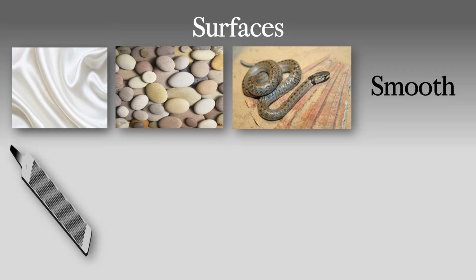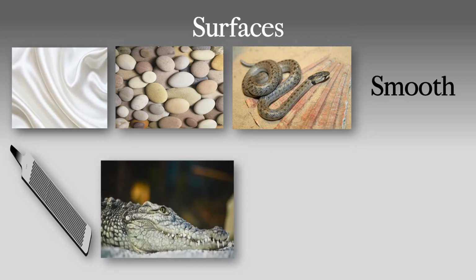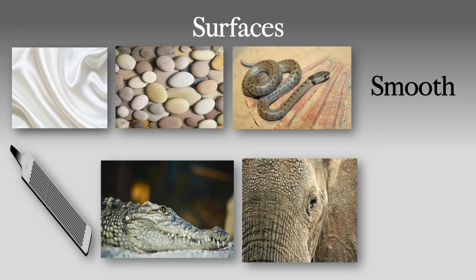Okay, here is a file. A file is used on wood or metal. How does it feel? How does it look? This crocodile's skin, look at the skin on this crocodile. If you touch this with your hand, how would it feel? How does it look to your eyes? This elephant, look at his skin. How would this feel? How does it look? What is the opposite of smooth? Rough. Yes, rough. When you touch it, it feels lumpy and sharp. Rough.